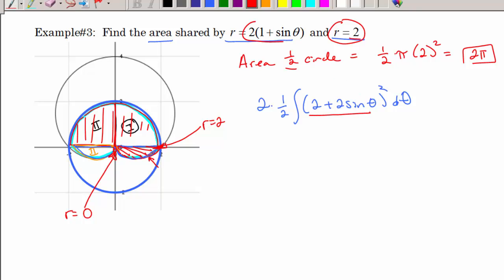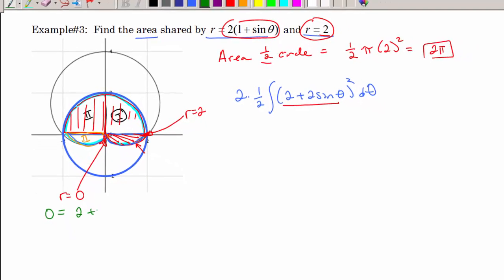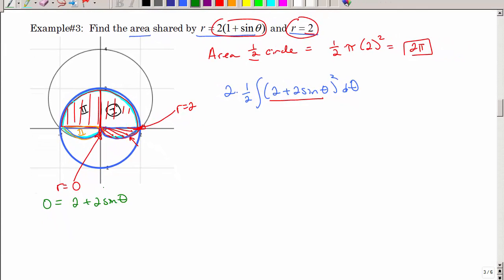So I can set the cardioid equal to 0 and solve for theta. So I'd have 0 equals 2 plus 2 sine theta, and that will hopefully help me get this point. I can also then say, when does r equal 2, and solve for theta for this point. So why don't you, again, pause the video, try to solve those equations, and then when you're done, unpause and come back.